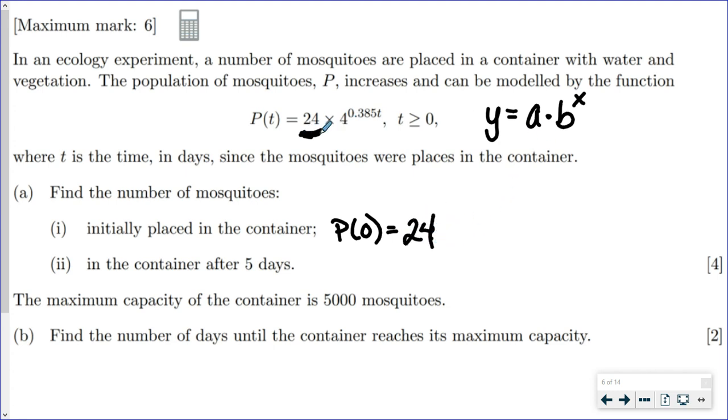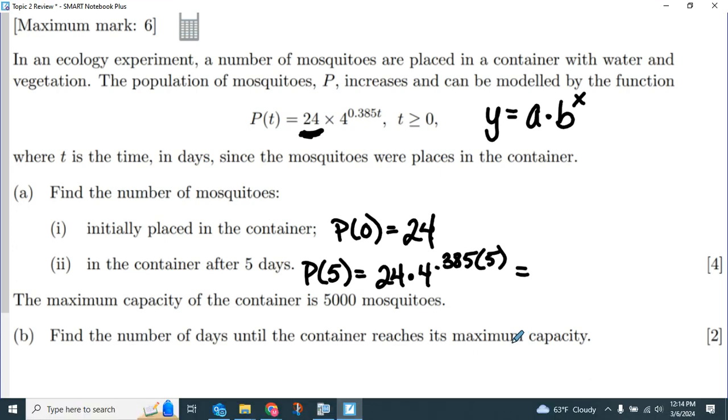Right. But again, this number out in front is always going to be our initial amount. Okay. And how many mosquitoes are in the container after 5 days? We literally just do P of 5. All right. So this would just be 24 times 4 to the 0.385 times 5 power.